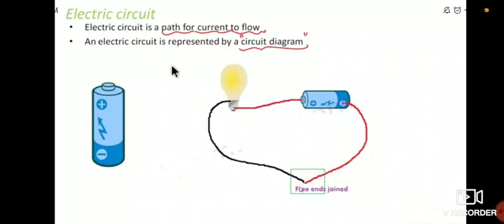An electric circuit is represented by a circuit diagram.